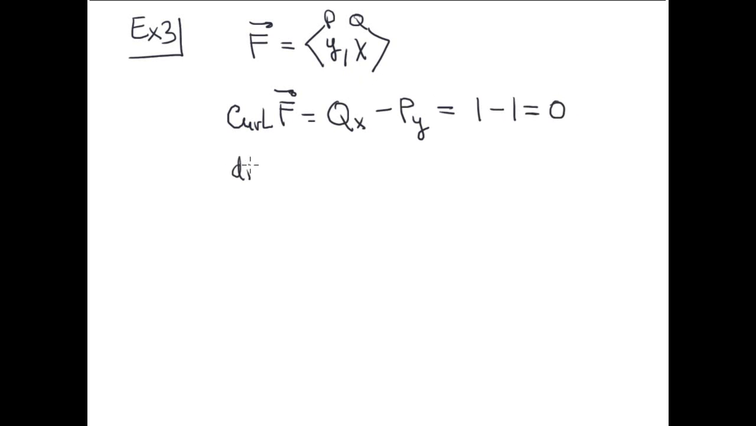Now the divergence is the partial derivative of p with respect to x plus the partial derivative of q with respect to y. Okay, this is p, with respect to x it is 0, plus the partial derivative of q with respect to y is 0. 0 plus 0 is 0. So that means zero divergence, no source.